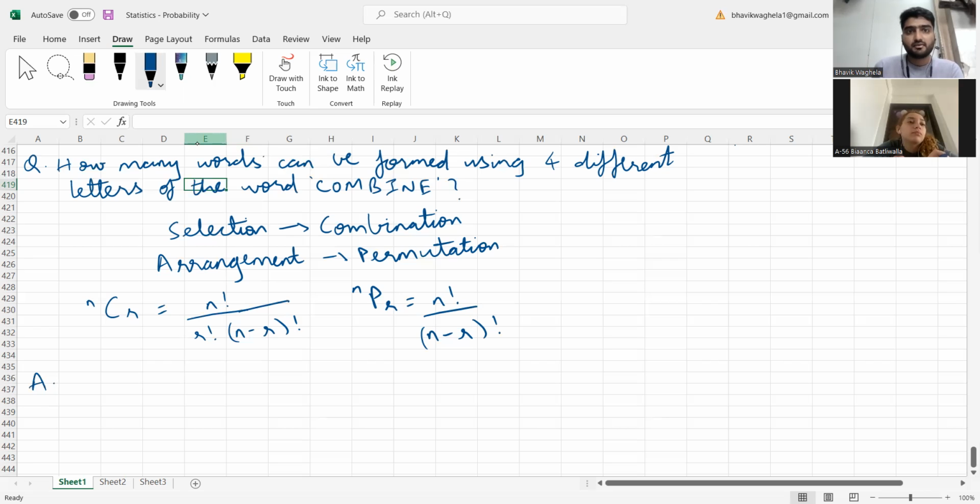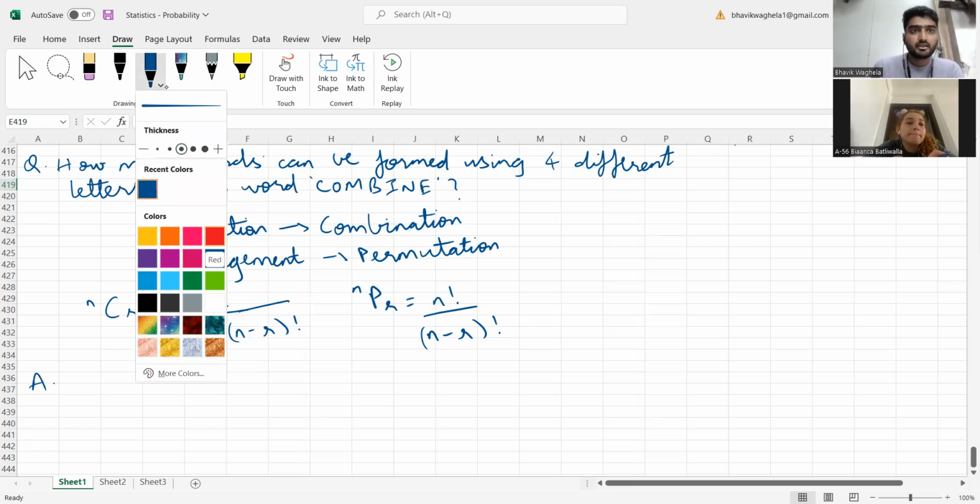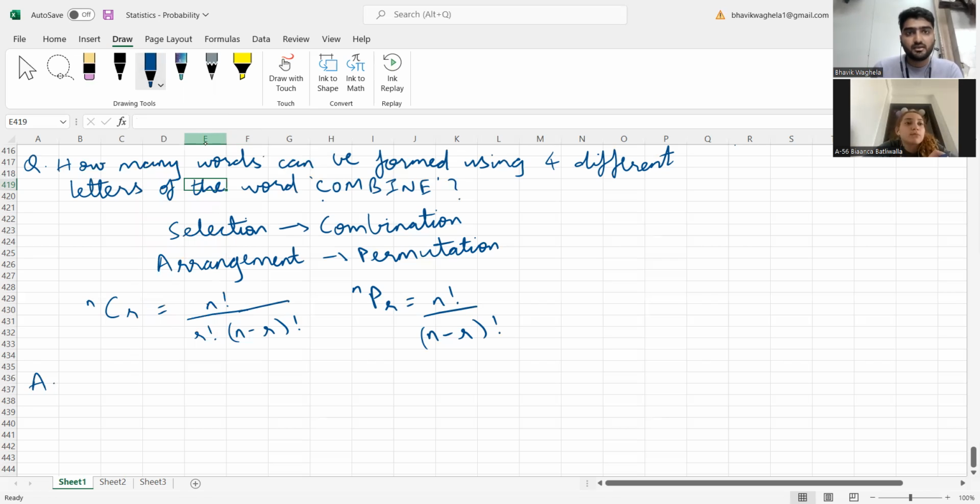There are 7 letters in the word combined: 1, 2, 3, 4, 5, 6, and 7. So what you have to do is arrange 4 letters out of the 7 letters. So we can say that the number of words that can be formed is in 7P4 ways.